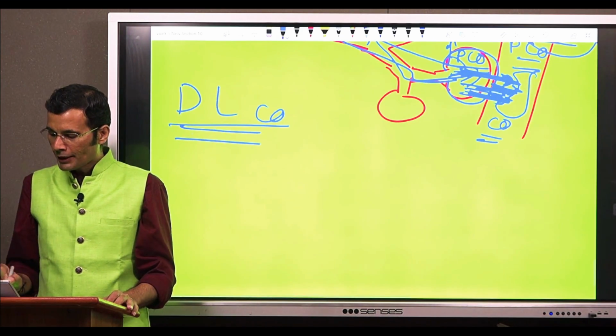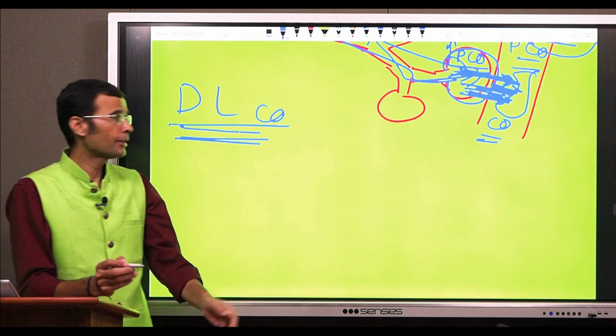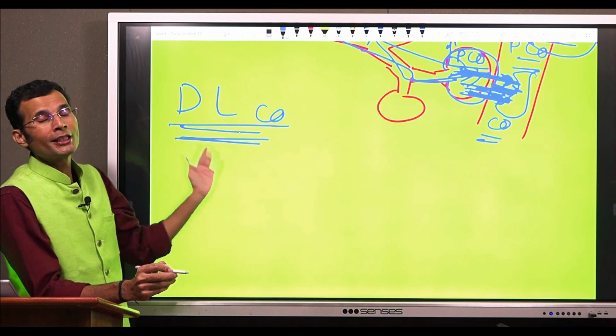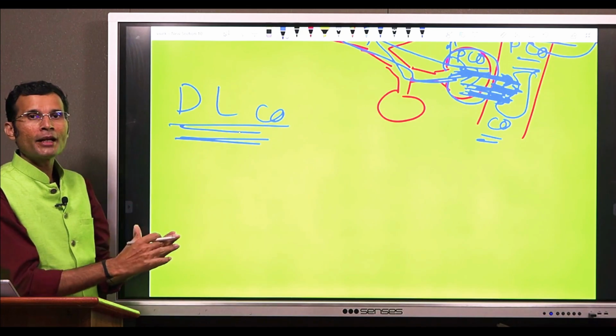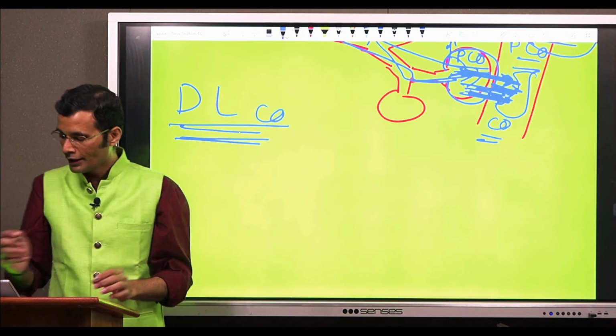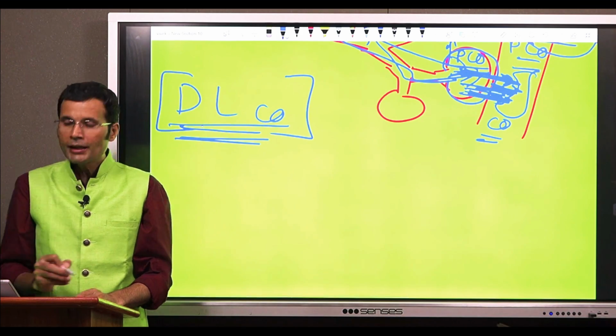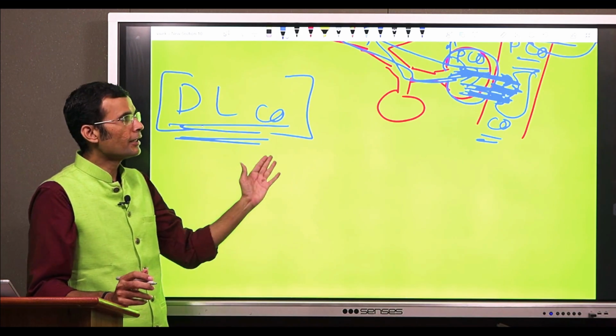So, diffusion limited. Diffusion limits its equilibrium. Therefore, it's called a diffusion limited gas. And the diffusing capacity of the respiratory membrane is measured by carbon monoxide, and it is denoted as DLCO, diffusion limited carbon monoxide.